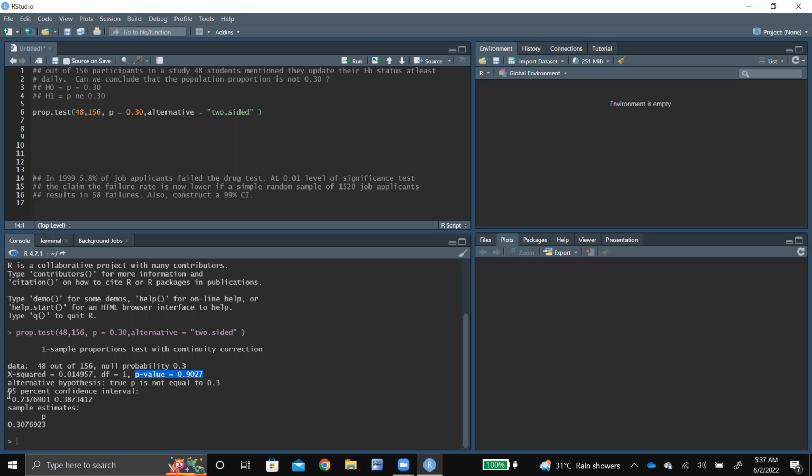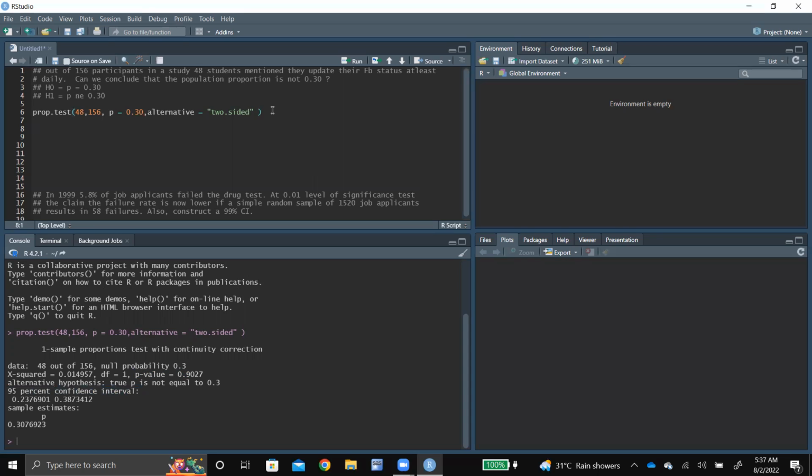And by default, it gives us a 95% confidence interval. So in this case, the 95% confidence interval lies between 0.2376 and 0.3873. Now, suppose the question is asking not for a 95%. If we just write this code, it gives a default 95% confidence interval. However, according to the need of the question, I can change this confidence interval. I can change it to 99%, or even to 90%, or whatever the question is asking for. So this is what we get by default.